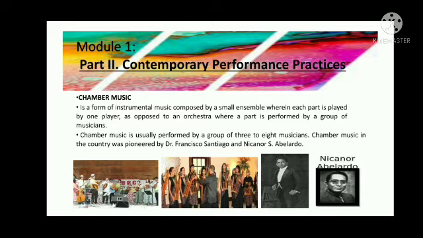Chamber music is usually performed by a group of 3 to 8 musicians. Chamber music in the country was pioneered by Dr. Francisco Santiago and Nicanor S. Abelardo.